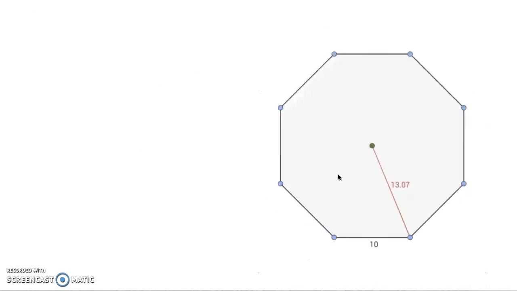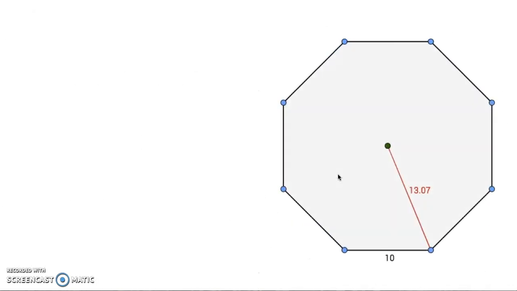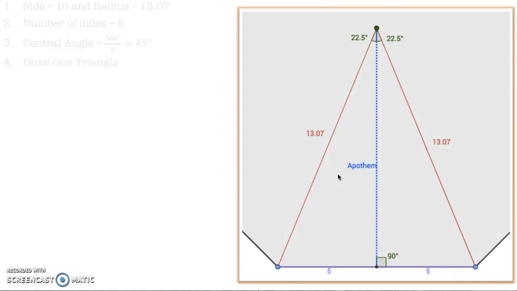So, real quick, 30 seconds, we're going to go through this one. First, I have a side that is 10 and a radius of 13.07. The number of sides is 8. The central angle is 45 degrees, 360 divided by 8. I'm going to draw one of these triangles, and here it is zoomed in. I added the apothem, but I don't know what it is, but I drew it in there. I have the base, which is 10. I need to find the apothem length.